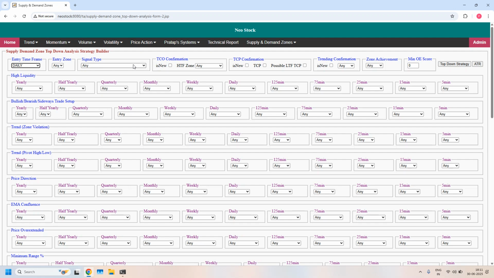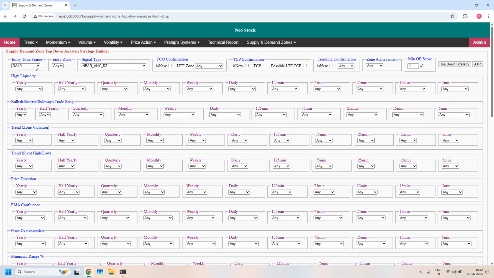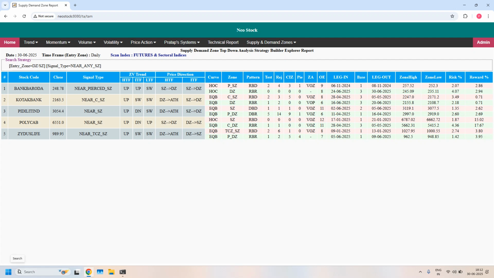First, daily time frame, stocks near to the daily demand zone. We got 7 stocks. Let us identify high liquidity daily demand zones. We don't have any daily high liquidity demand zones from this list. I'm going back. For daily time frame, stocks near to the daily supply zone, we got 5 stocks. Let us verify high liquidity daily supply zones from this list. Kotak Bank is having a daily high liquidity supply zone. That's it. We got 1 daily high liquidity supply zone from this list.